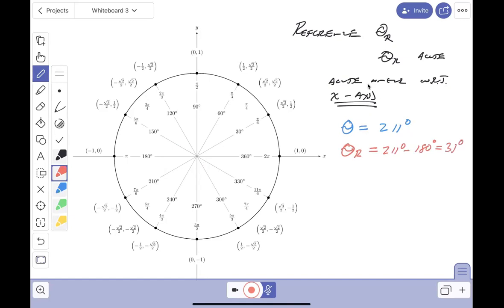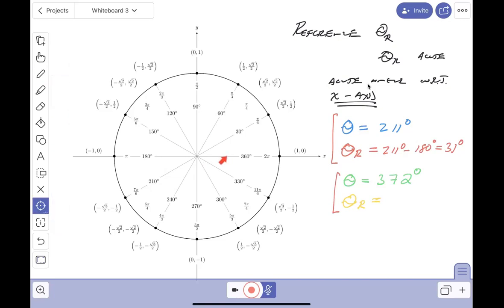Let's take another example. This is one example. Let's take another example. Let me put down, I don't know, theta equals 372 degrees, right? The question is, what's the reference angle? I'm sorry, angle. We're not going to draw the triangle in. So let's just talk through it. I mean, what else could you do? You're here and you're rotating around, right? How much rotating? 372 degrees.